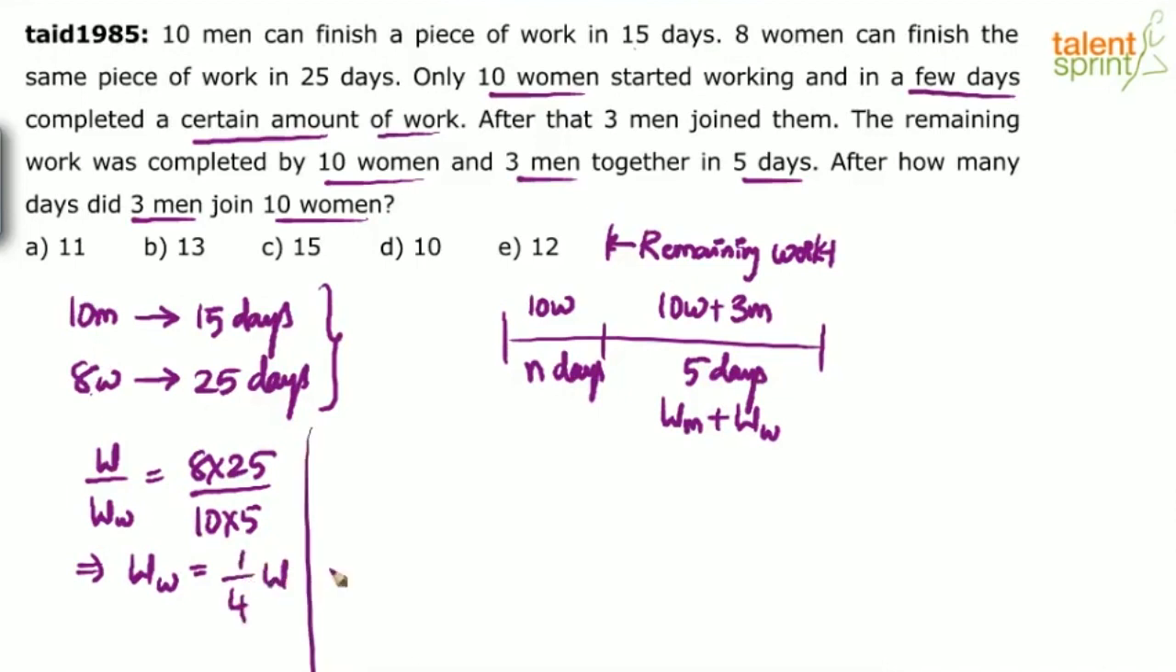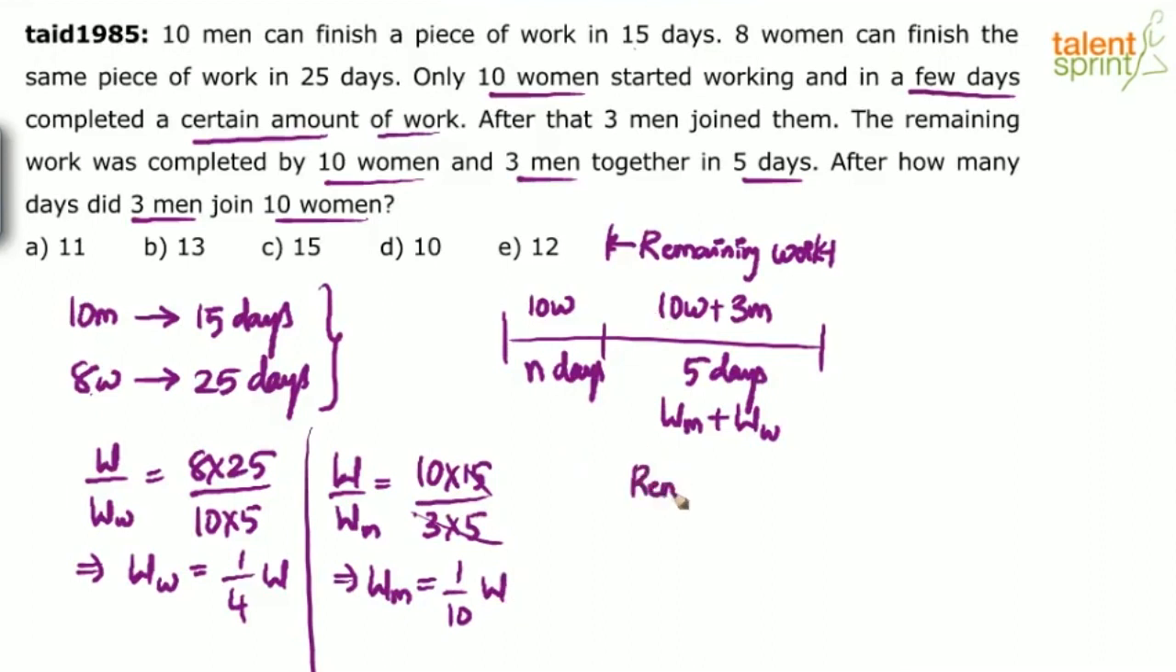Similarly, the total work done by men. Total work can be done by 10 men in 15 days. But here we have only 3 men and they work for 5 days. So this gets cancelled. We can say the work done by men is equal to 1/10 of the total work, which implies the remaining work. You don't have to write all these steps. I am explaining in detail. You can just play with numbers to arrive at the answer, right?